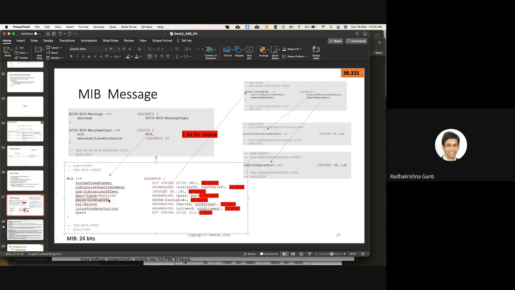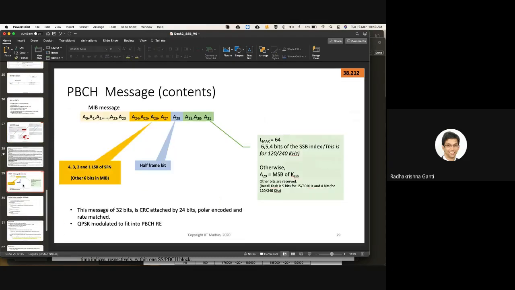Then something called PDCCH config SIB1 message. Where is the SIB1 message there? There's something called cell bar, and some other things which are of not so much consequence at this point. If you add all this, you get 24 bits. So what does the PBCH message consist of? It consists of the 24 bits of MIB message.